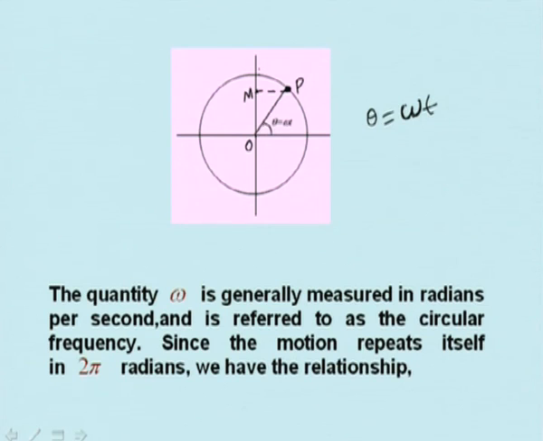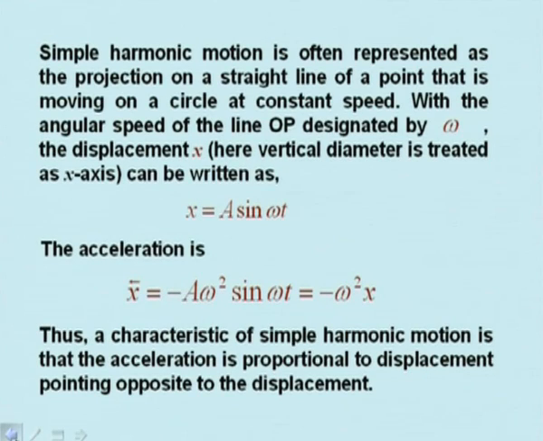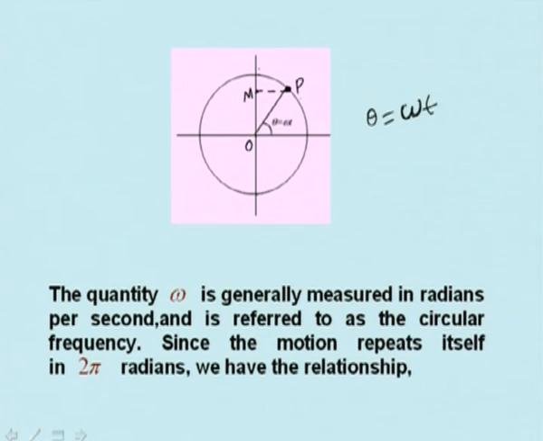In one revolution itself it went from here, came here, then this, like that. So this type of motion will repeat. Now therefore, with the angular speed of the line OP designated by omega, the displacement x can be written as x is equal to a sin omega t. That we can write displacement of this point as x equals a sin omega t.